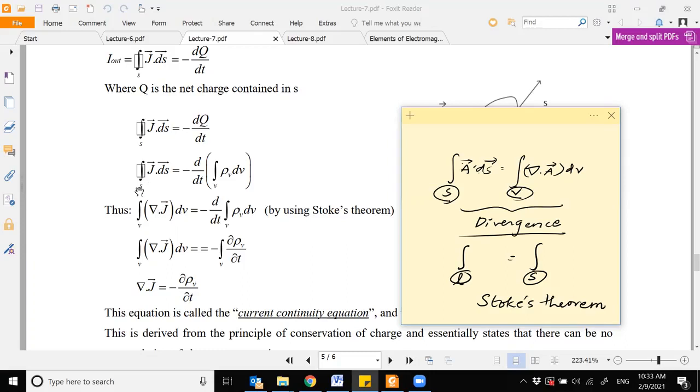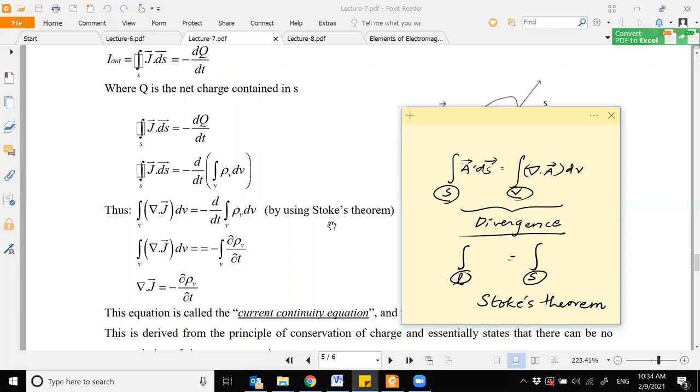So the closed surface integral of J bar dot dS bar is equal to the integral over the volume of the divergence of J bar dV. Okay, so that means this is wrong. I will correct it. It should be the divergence theorem. It is from the divergence theorem.